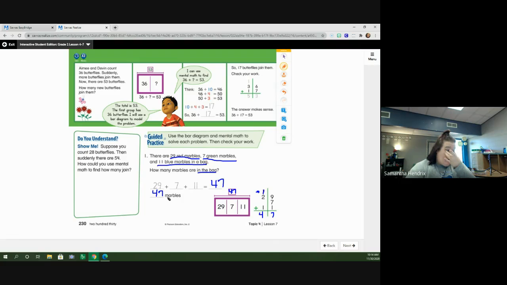Okay. So let's look at this one just because. Suppose you count 28 butterflies, then suddenly there are 54. How could you use mental math? So we started with 28 and we ended with 54. We're working into subtraction. That's what we're going to do after winter break, okay? So we could use mental math.